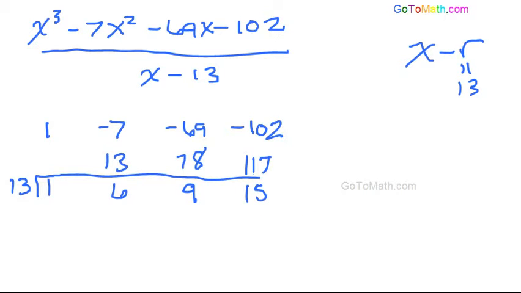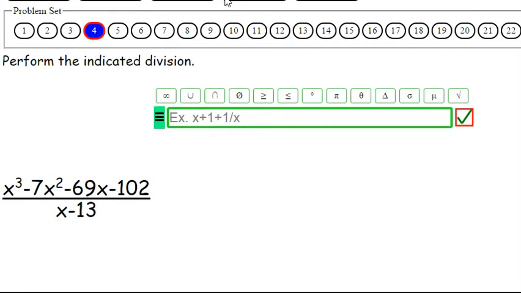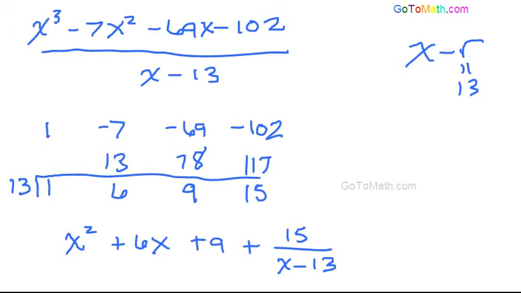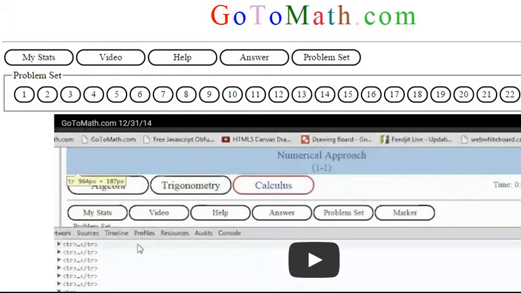Okay, so I'm going to check a couple of numbers here, just make sure everything's alright. So there we go. We're going to end up with x squared plus 6x plus 9 plus 15 over x minus 13. Alright, that should be it. Yep, looks good.